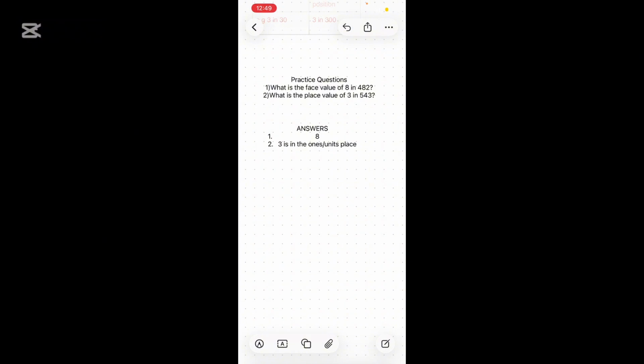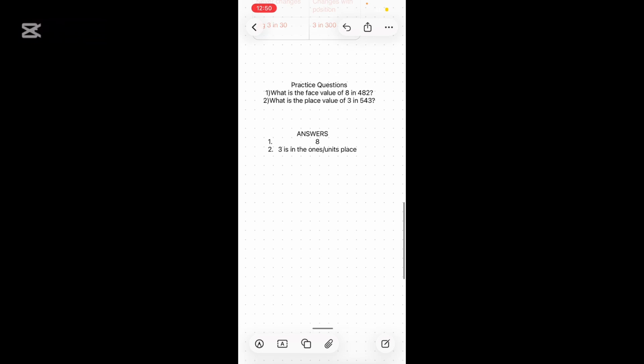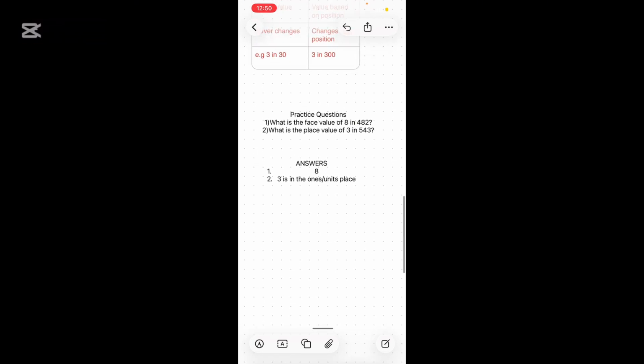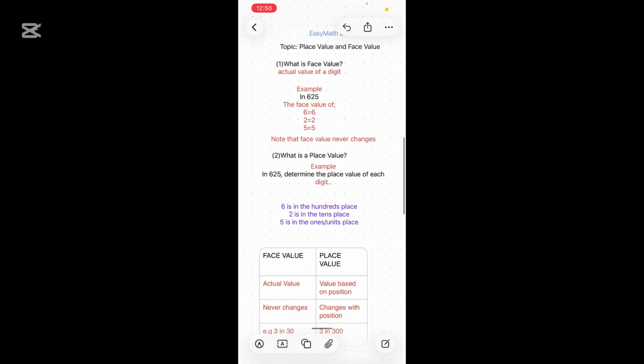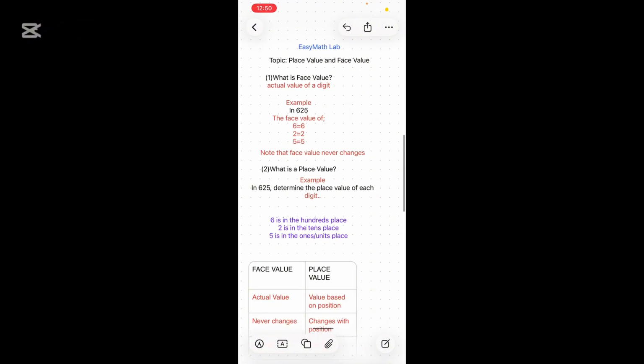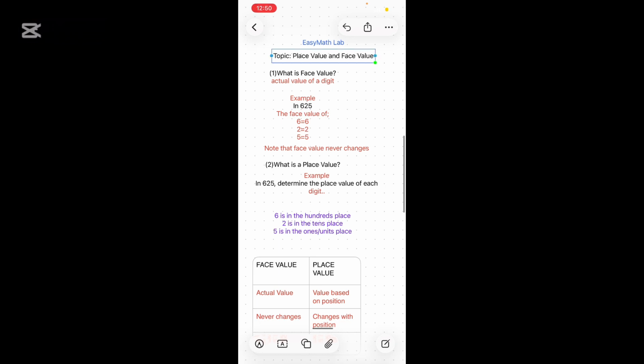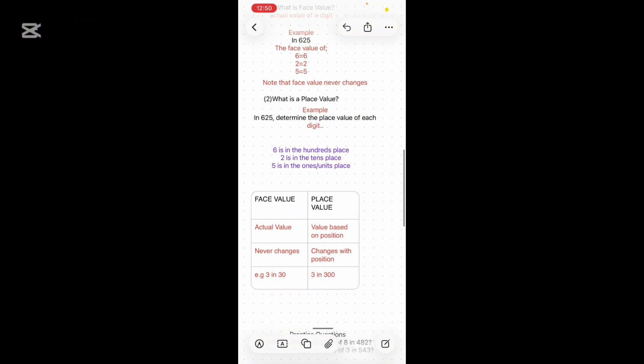Now you understand that digits have 2 values, face value and place value, and position matters in mathematics. Don't forget, position matters in mathematics. So this is a brief recap of what we have seen today. Our topic was place value and face value, and this is all we saw.